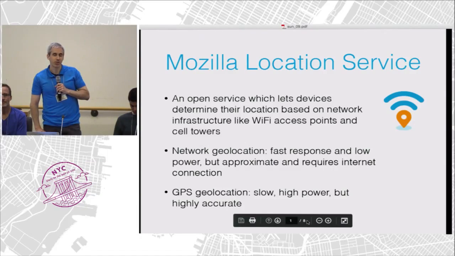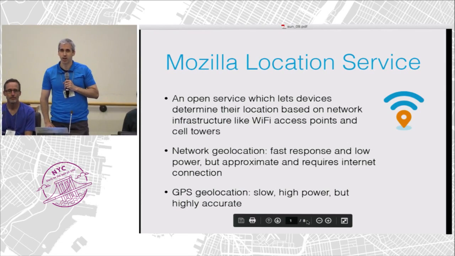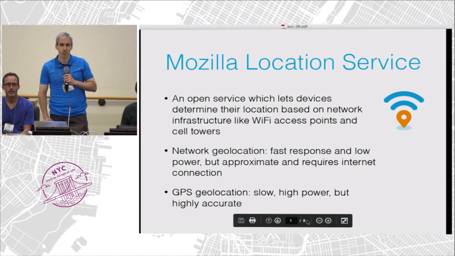This is an open service for network geolocation, and it's open in the sense that it's open source. The cellular data is free to download. It's free to use. The Wi-Fi data, unfortunately, is not, due to privacy reasons, and I'll talk about that a bit more at the end.